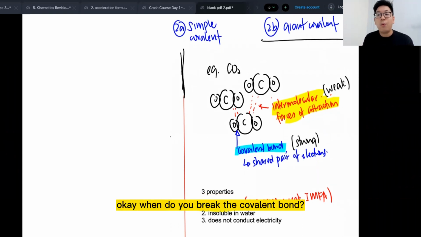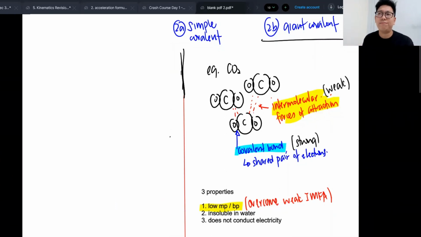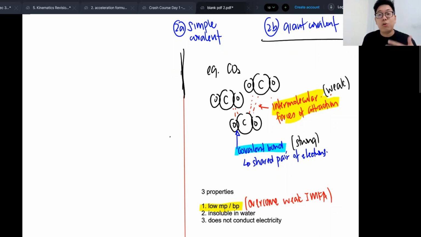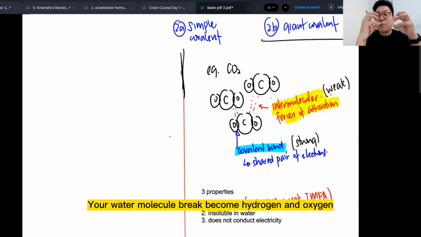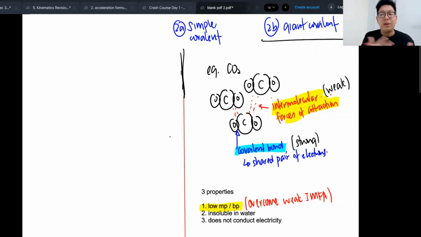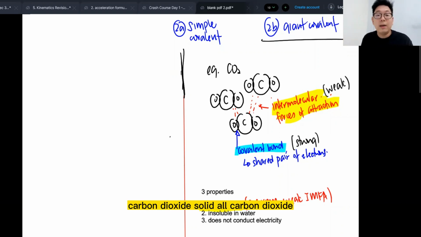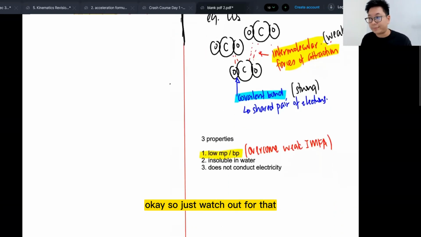When do you break the covalent bond? I would say mostly never. Unless you talk about, say, water, then you use electrolysis and you break down the covalent bond. Your water molecule becomes hydrogen and oxygen. But if not, when you are melting and boiling carbon dioxide gas, carbon dioxide liquid, or carbon dioxide solid, the covalent bond does not break. You overcome the intermolecular force of attraction. So just watch out for that.